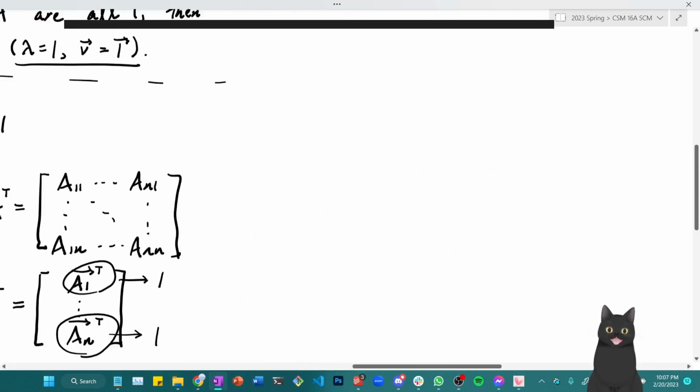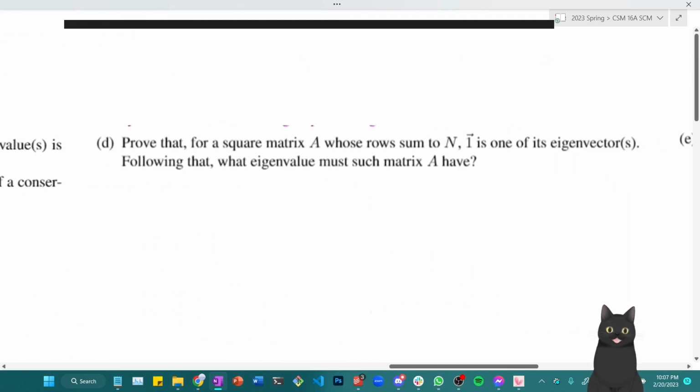So now let's move on to part D, where we will prove that for a square matrix A whose rows sum to n, 1 is one of its eigenvectors. And then we'll try to find the eigenvalue of this corresponding eigenpair. But in fact, our proof that 1 is an eigenvector already involves the process of trying to find an eigenvalue corresponding to the vector 1. So in other words, we're just doing part B, but this time all of the rows sum to n.